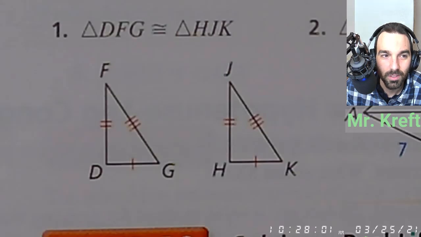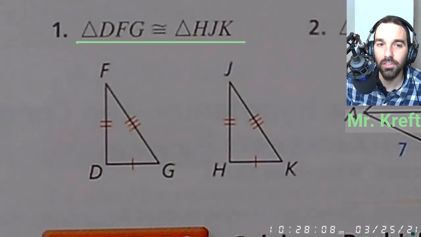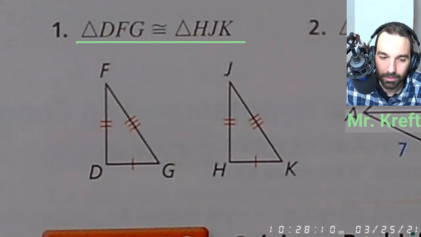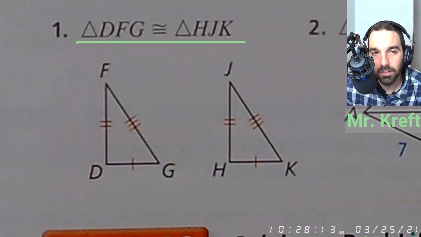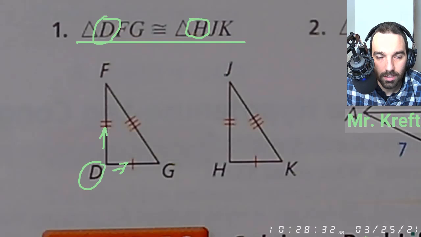Here, let me get a pencil. So is this statement that I'm underlining in green correct? This is what you're going to look at, and I'm going to help you guys out here. What they're saying is that, if I circle this, D goes with H. So I'm going to look at D. Do you see how there's the single mark here and the double mark? Angle D is in between the single and the double.